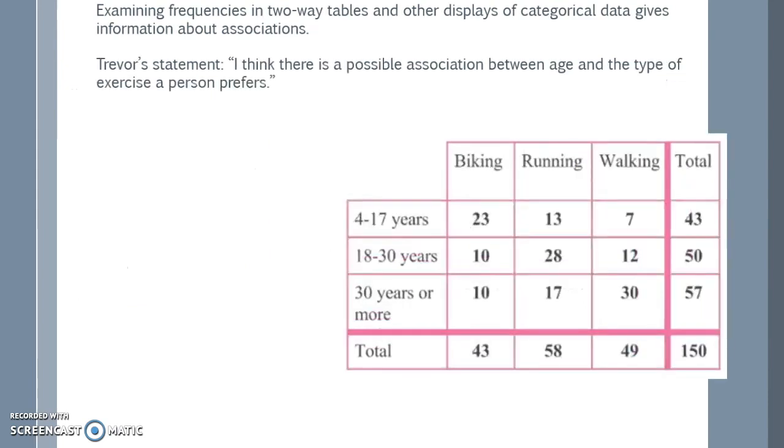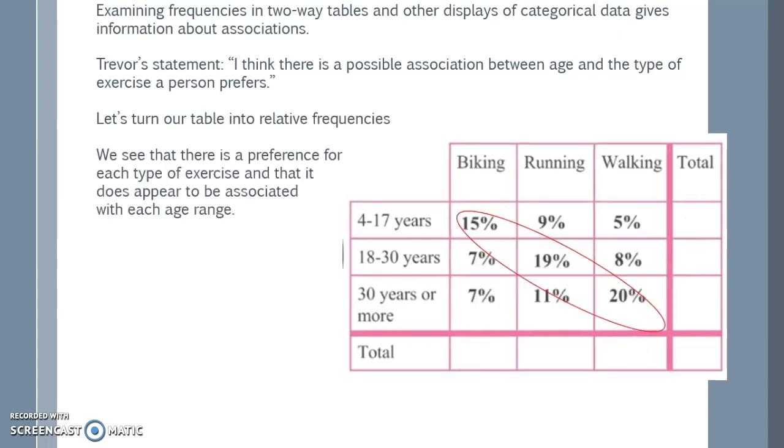Trevor thinks there is a possible association between age and the type of exercise a person prefers. We have biking, running, walking, and then a year range. Let's turn our table into relative frequencies. When I look at my relative frequencies, I see that in each category there is a significant difference between the age and the running. So we see that there is a preference for each type of exercise, and it does appear associated with age range. We could say that Trevor made a correct conclusion.